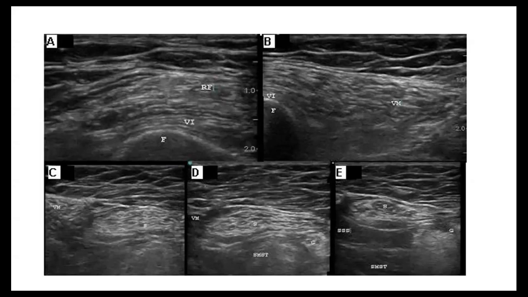When the transducer is moved medially, you see the bulk of the vastus medialis labeled as VM here. And medial to vastus medialis is the small bulk of the sartorius muscle, and the medial-most structure in figure E is the gracilis bone, I mean gracilis muscle.